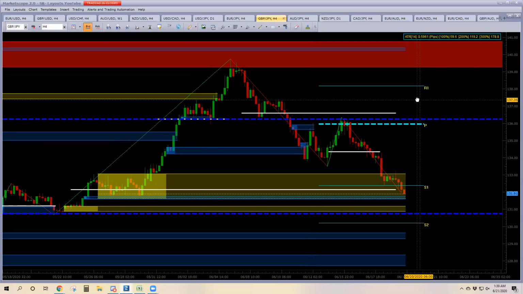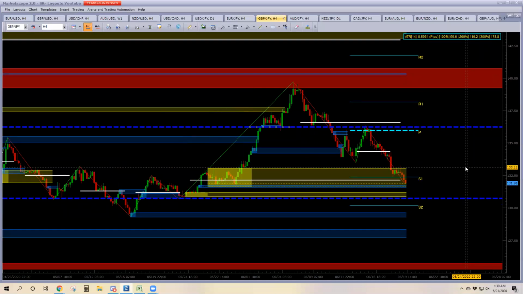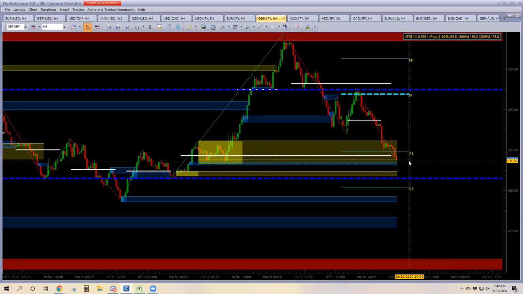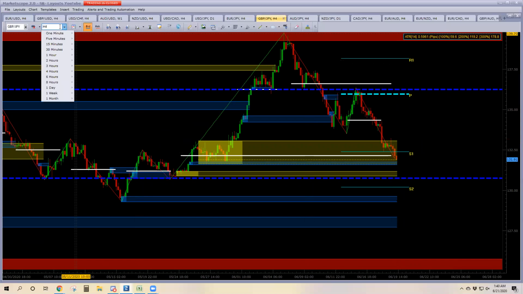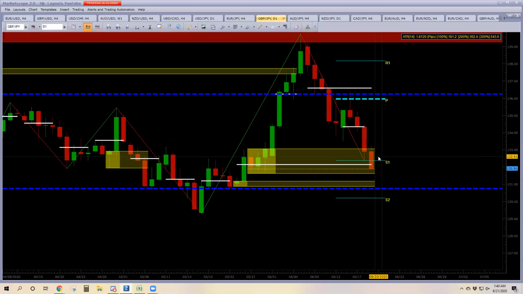Okay, so let's talk about the weekly analysis for the pound yen, guys. We're in daily demand. Not only are we in daily demand, we're in that support as well. But am I interested in going long on it? Absolutely not. The way this daily candle closed down, I'm by no means interested in going long on this one.